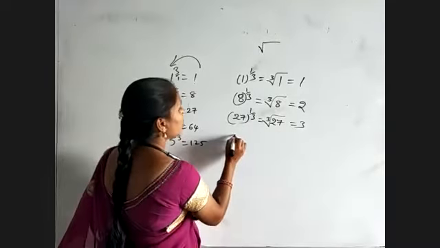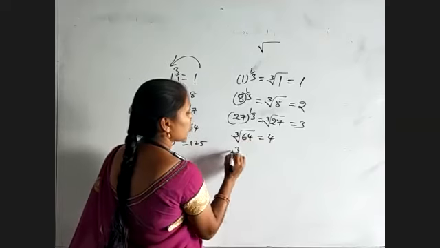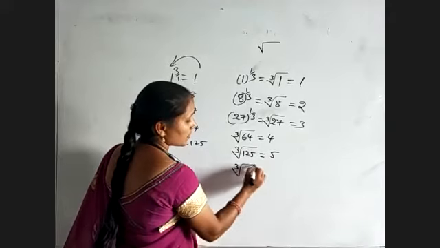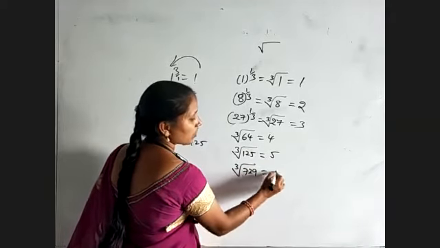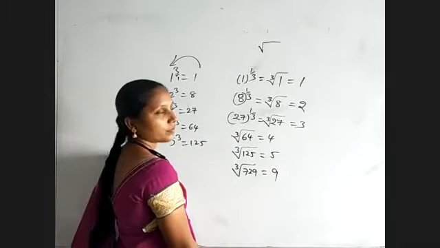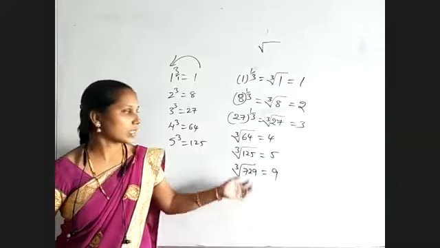And the cube root of 64 is equal to 4. The cube root of 125 is equal to 5. The cube root of 729 is equal to 9. Why? Because 729 is 9 cubed. That's all. Okay. So the inverse operation of a cube value is the cube root.